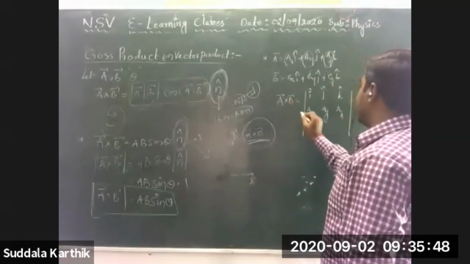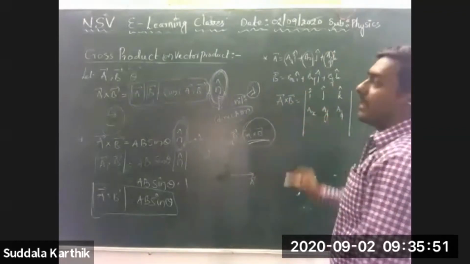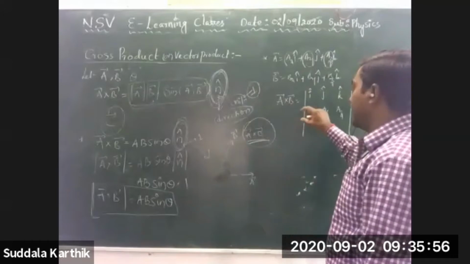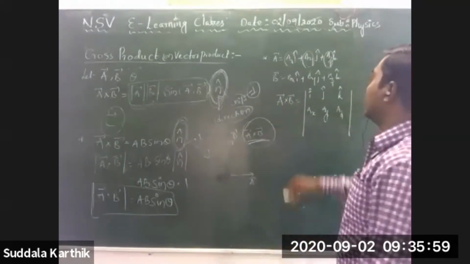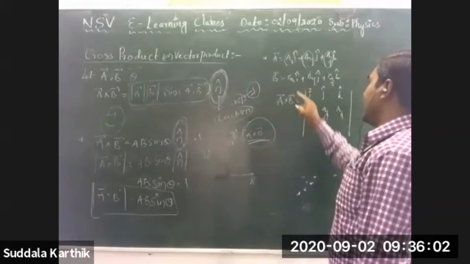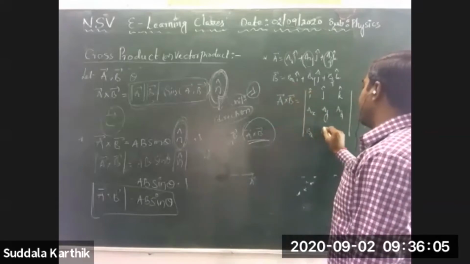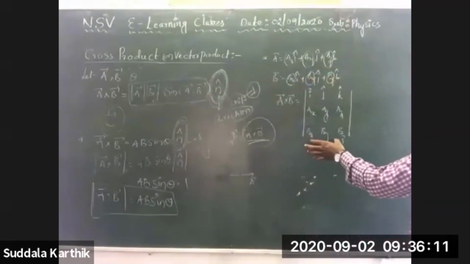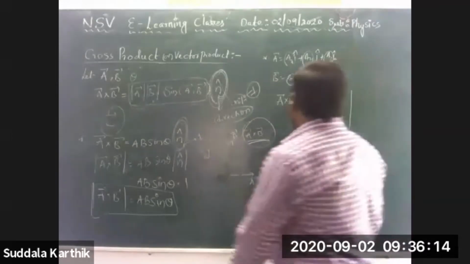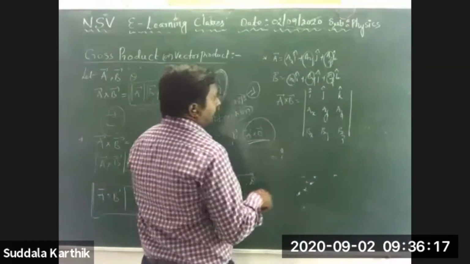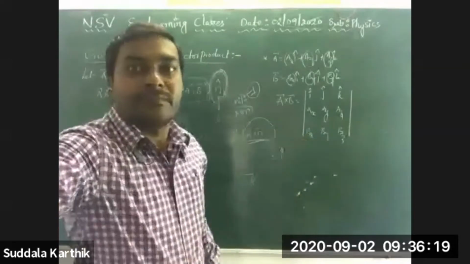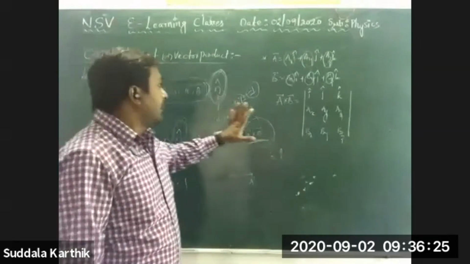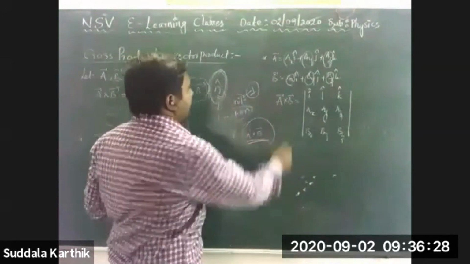This is the first vector. In the second row, all the components of the first vector I have written. Now, in the third row, the components of the second vector, Bx, By, Bz, I have written here. Right? Now that is equal to I cap. This is one method to calculate A bar cross B bar.